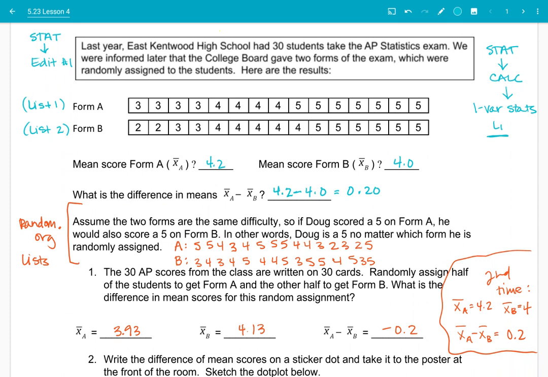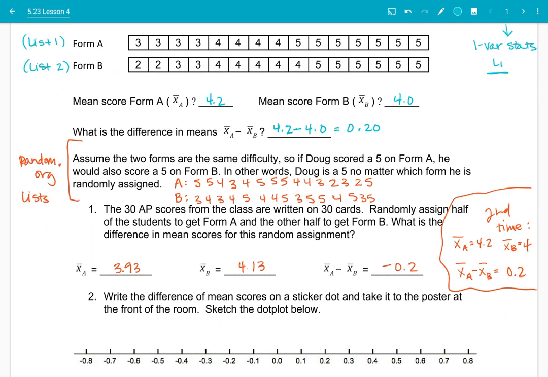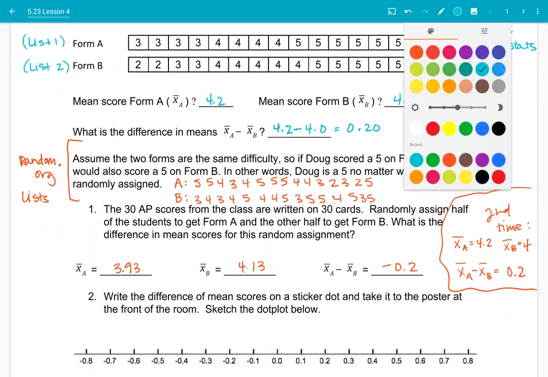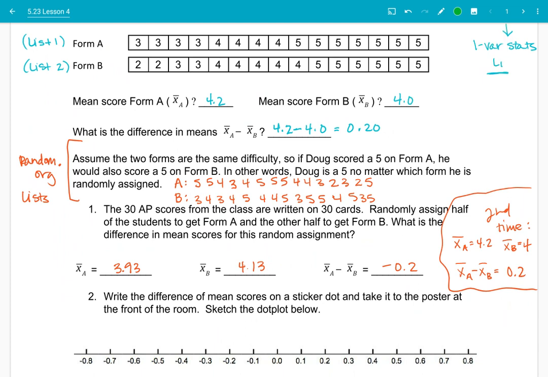Now, again, this is only one sample of data, and we don't know at this point whether or not form A or form B is actually easier. So we're going to investigate what it means to actually be truly random. So assume the forms are the same difficulty. If that's the case, Doug scored a 5 on form A. He will also score a 5 on form B. In other words, it doesn't matter which form he took.